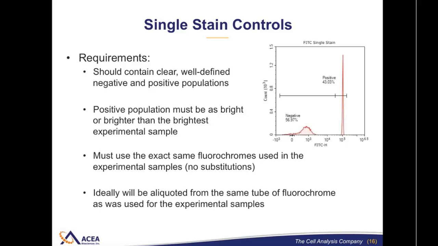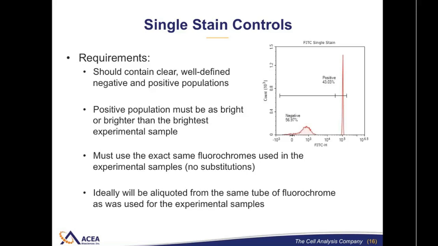It's also important to use the exact same fluorochrome used in the experimental samples. It doesn't work just to pick a different fluorochrome that theoretically could be collected in that same detector and use it in place of the actual fluorochrome. And it's best to use the same tube of fluorochrome for your single-chain controls as your experimental samples. And this is really important for tandem fluorochromes like PE Cy7.